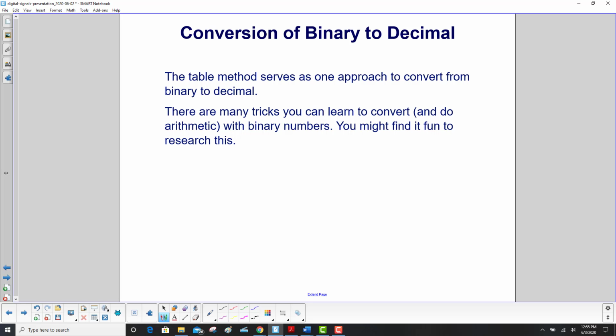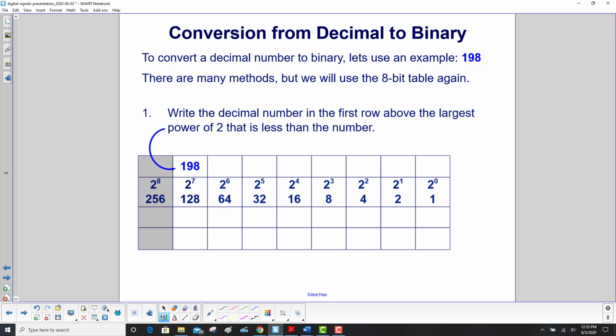The table method that we just went through serves as one approach to convert from binary to decimal. There's many tricks you can learn to do the conversion with binary numbers, and to do arithmetic with them too, you can add binary numbers. You might find it fun to research that. Now we've gone from binary to decimal, so what do you think we're going to do now?